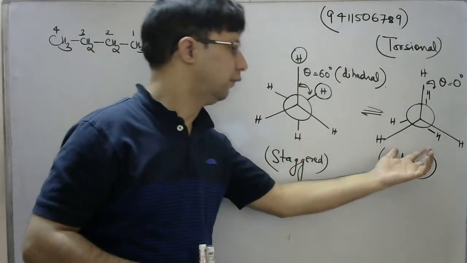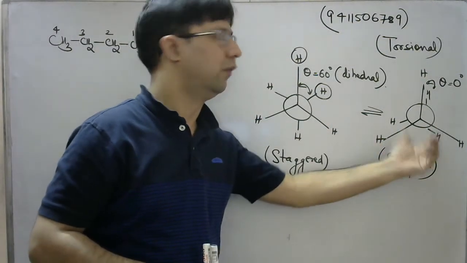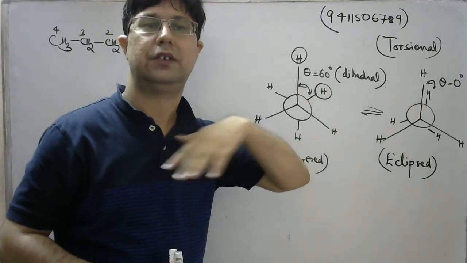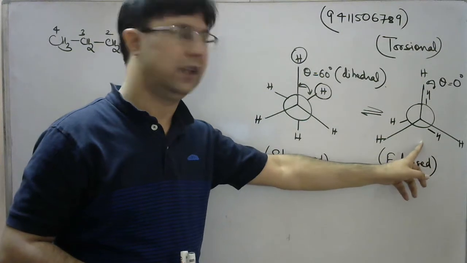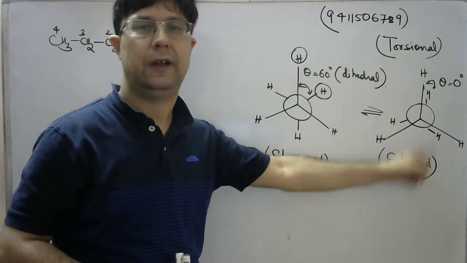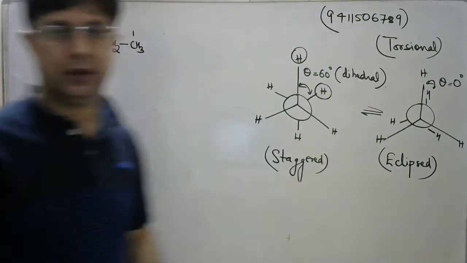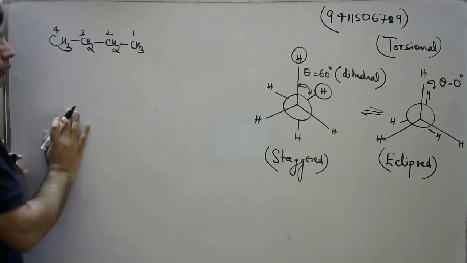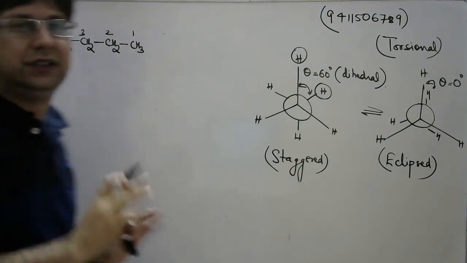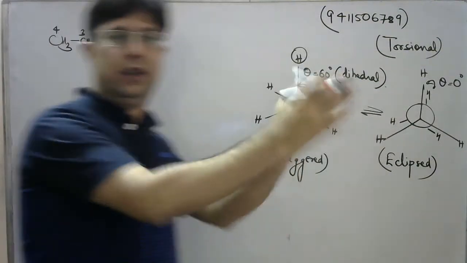If I say which one of the staggered form and the eclipsed form will have the higher potential energy, it is the one which has the lesser stability. The lesser stability is possessed by the eclipsed form, therefore it will have higher potential energy. Is it clear? The next thing is that if we consider the molecule of butane and the molecule is analyzed along the C2-C3 bond length.